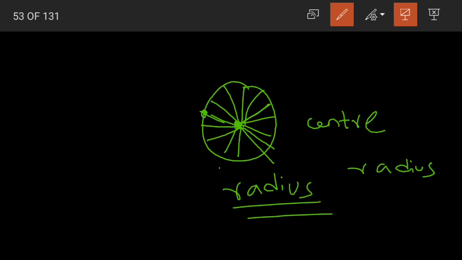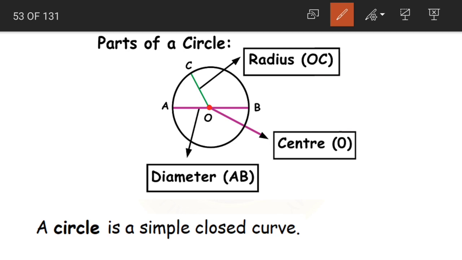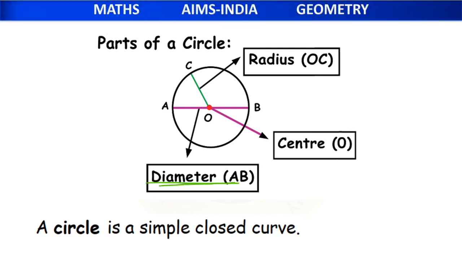What are these called, children? Radius. What is radius again? This is a circle. This is the center of the circle, which is in the middle. So when we draw a line segment from the center of the circle to the boundary, it is called a radius. I hope this is clear. Yes. Now the next one is diameter.